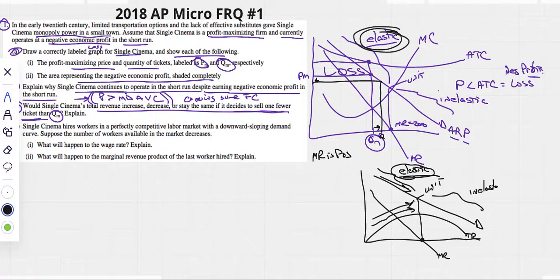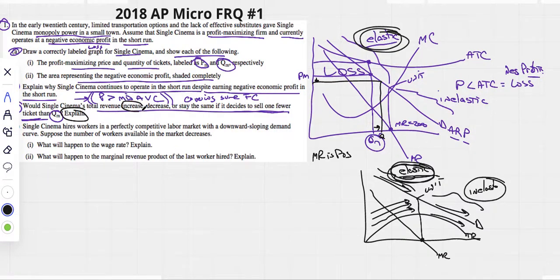will increase. If we had been in the inelastic section and we lowered our price, our total revenue would have gone down. So think about this. If you're in the elastic section, the demand for your good is elastic. If you lower your price, you get a ton more customers. So all these customers flood back to you and your total revenue goes up.